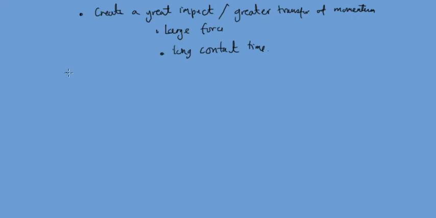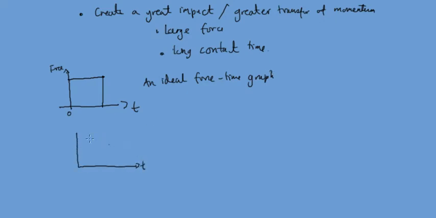We've been considering the ideal. So if we think about the ideal of force over time, we've been assuming that the force that we apply lasts for the time and then stops. This is what we call an ideal force time graph. But the reality is not like that. The reality would be more like this.